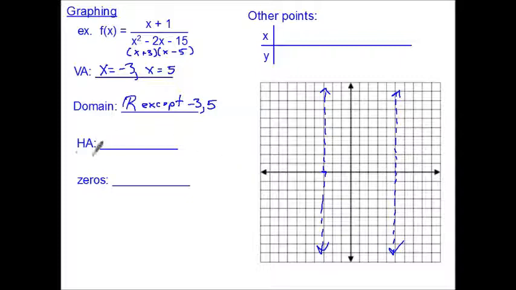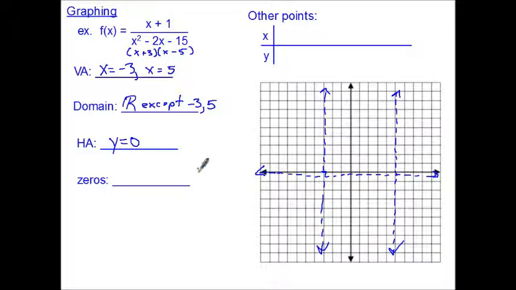Now some horizontal asymptote action. Horizontal asymptotes are based off of our lead coefficients: basically the degree first, lead coefficient second. My degree on the top is 1, my degree on the bottom is 2. So that means I've got an asymptote of y equals 0. I'll pretend that goes right along the x-axis, in the little world of make-believe.